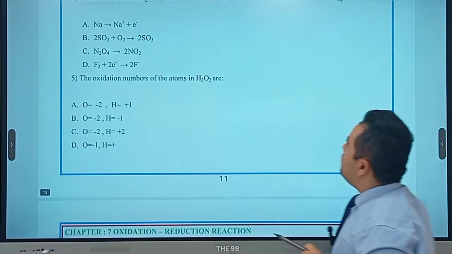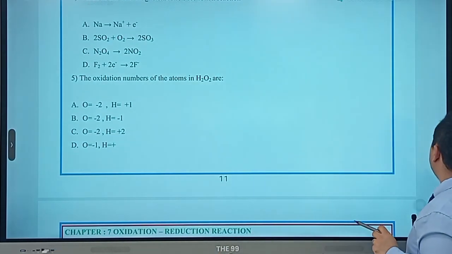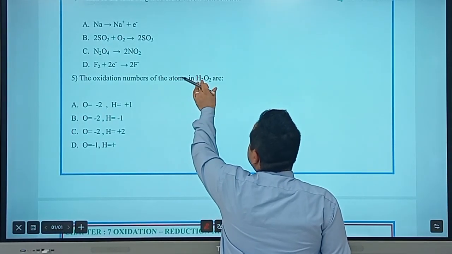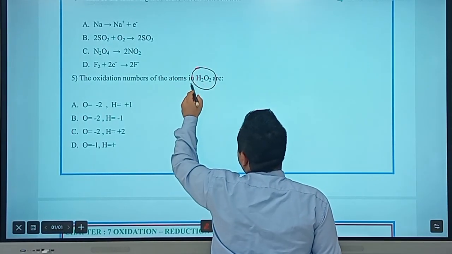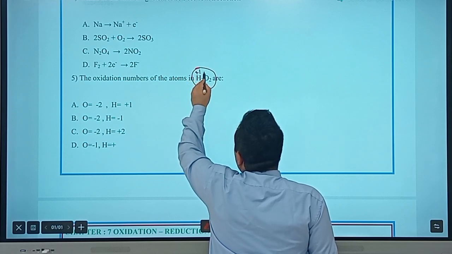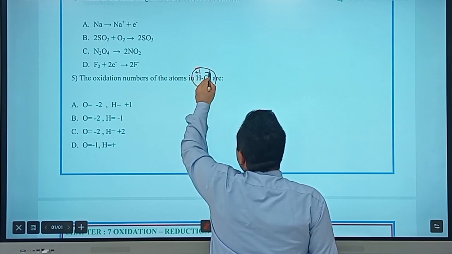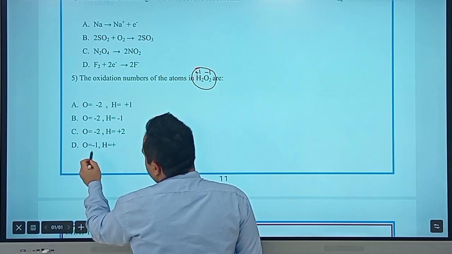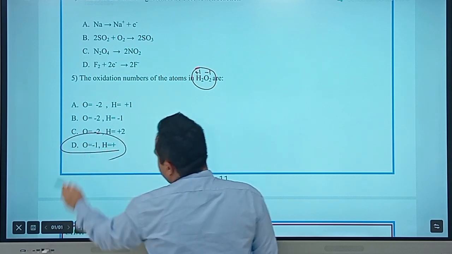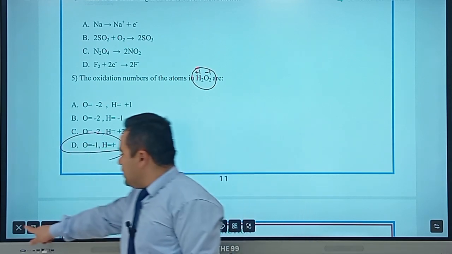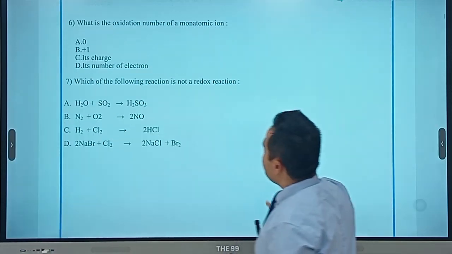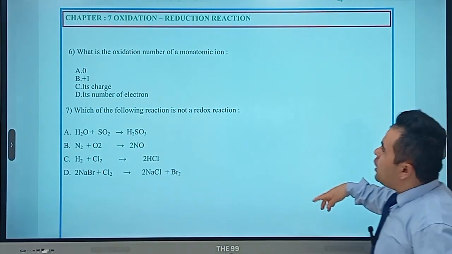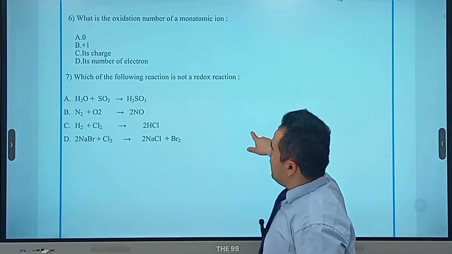The oxidation number of the atoms in H2O2. This is the peroxide case, guys. The hydrogen is positive 1 and the oxygen is negative 1. So hydrogen is positive 1, oxygen is negative 1. What's the oxidation number of a monatomic ion? Equal to the charge of the ion. C is the correct answer.